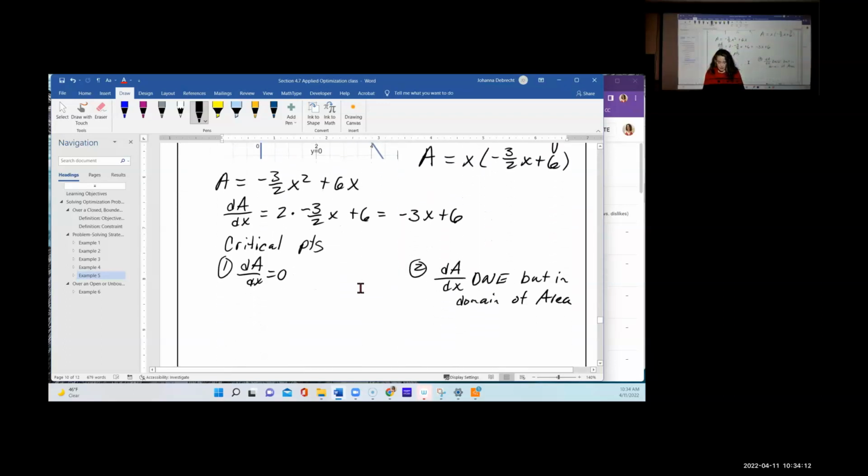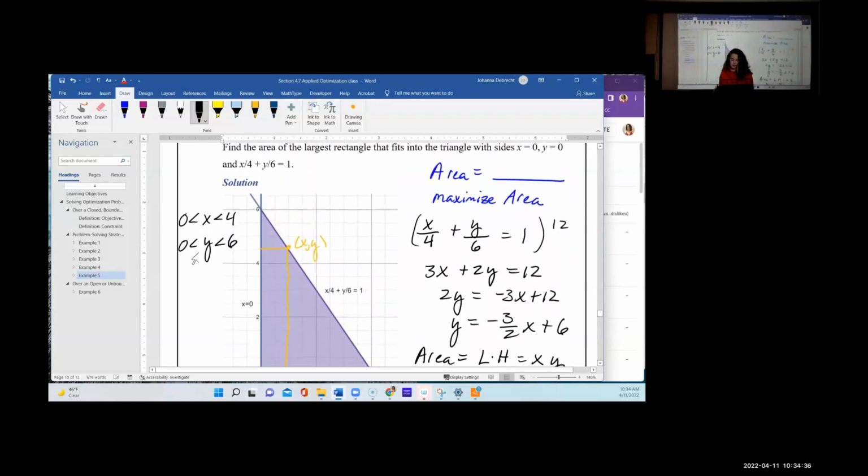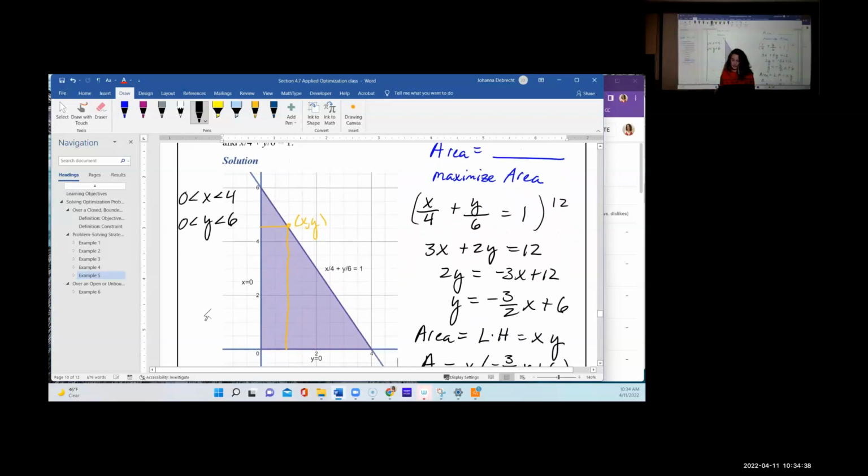Now that I've done my critical points, my derivative is a polynomial, so I'll have no critical points of type 2. This is why we love polynomials. They're the best thing ever. And then we take the first derivative, set it equal to 0 and solve. So we get 3x equals 6 or x equals 2. Now we check to make sure that fits within our constraint, and it does.